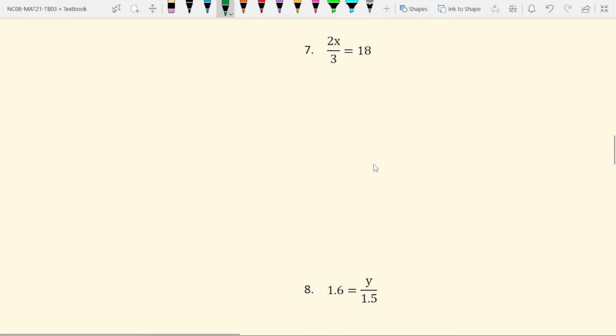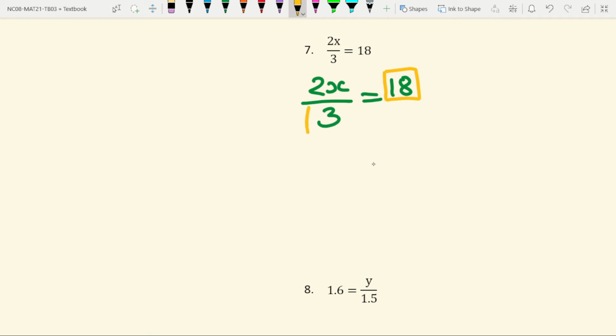Let us solve the next equation now. The next equation given is 2x by 3 is equal to 18. First let us identify the purely known terms. 18 we know its value. 3's value we know. And we know the 2's value, but 2 is not just a number. It has been grouped with x. So this is the whole term. 2x is the whole term, so 2x is an unknown term. But 3 and 18 are known terms.